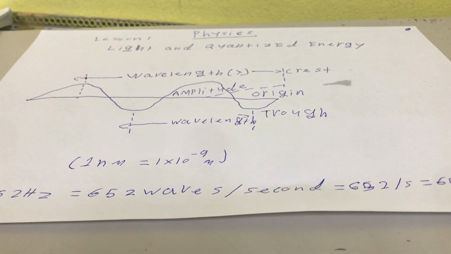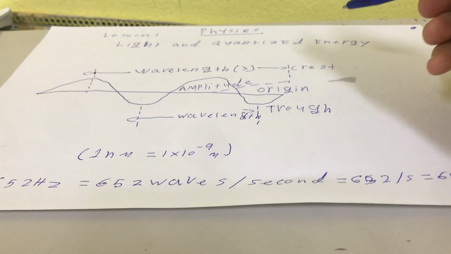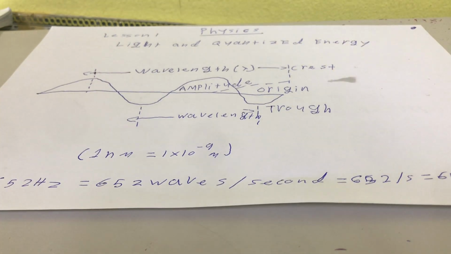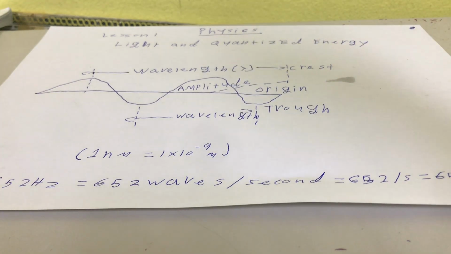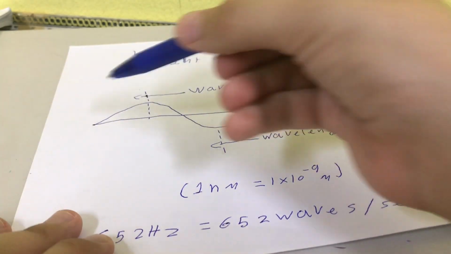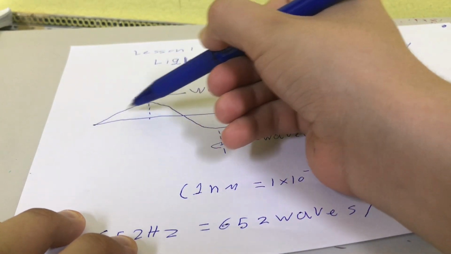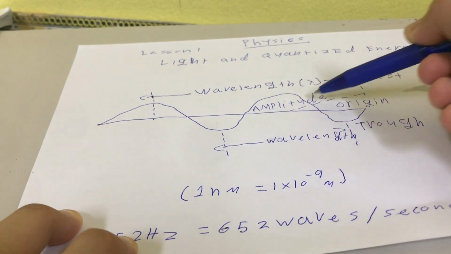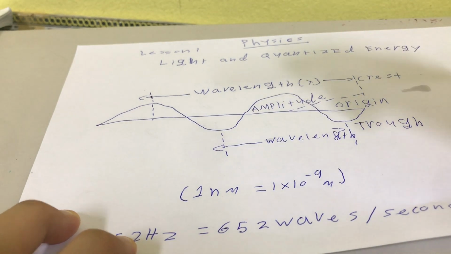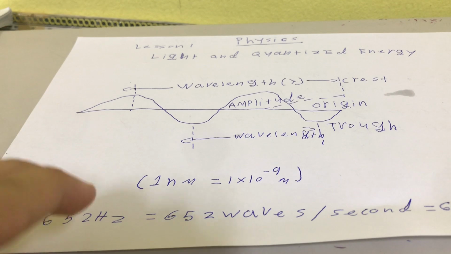and crest here. Crest is the highest top in the wavelength, and the trough is the lower part in the wave. So here we have a wavelength, and here a wavelength. And amplitude is this, going increasing and decreasing, increasing and decreasing. This is called the amplitude.